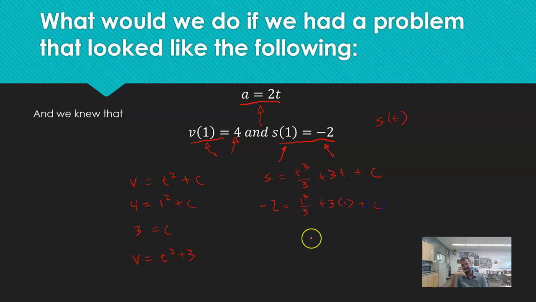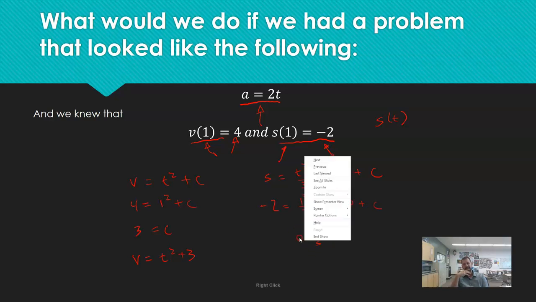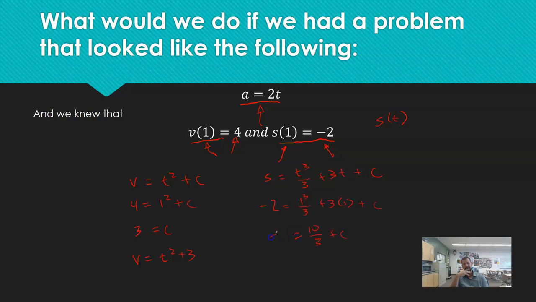Okay, so 1/3 plus 3 is 10/3, plus c is equal to negative 2. Then I would subtract 10/3 from both sides. Negative 2 minus 10/3, excuse me, is negative 16/3. So that's equal to c. So that's my c for my position equation. So my overall answer here would be this, based on the information that I was given and the fact that I started with an acceleration equation.